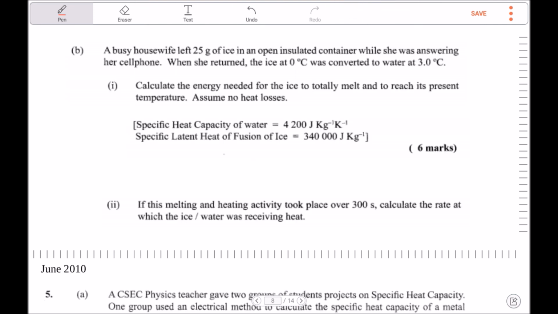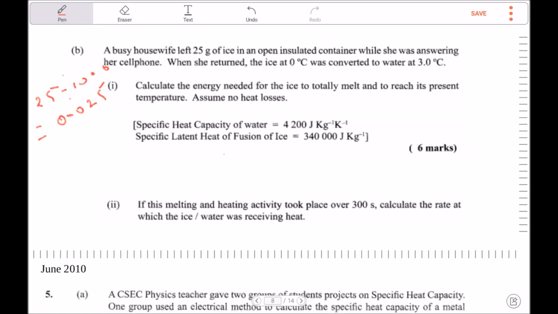The housewife left 25 grams of ice in an open insulated container while she's answering her cell phone. When she returned, the ice at 0 degrees Celsius was converted to water at 3 degrees Celsius. Calculate heat energy needed to totally melt the ice and reach its present temperature. Alright, so we had 25 grams of ice. So let's change that to kilograms. 25 divided by 1,000, 0.025. So that's our mass.